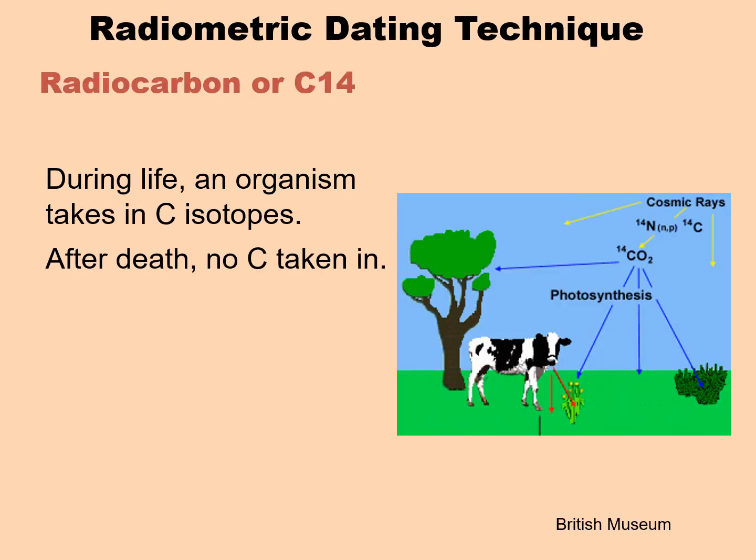As you already know, radiometric dating techniques refer to using radioactive isotopes to date something. Today I'll talk about radiocarbon dating or C14 dating. Here on Earth, during life, an organism takes in carbon isotopes. We are a carbon-based planet. However, after death, no carbon is taken in.